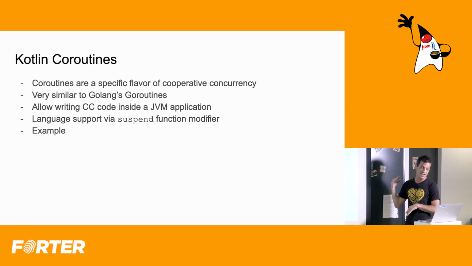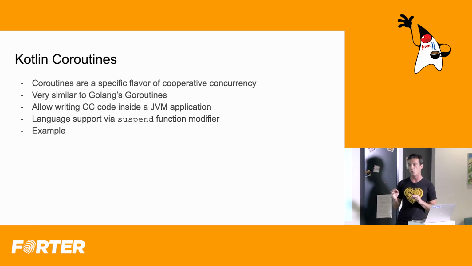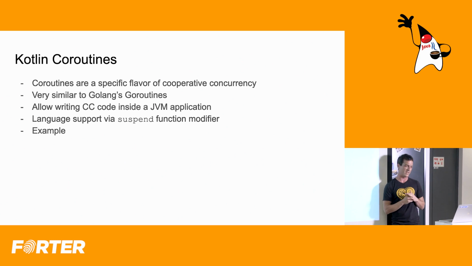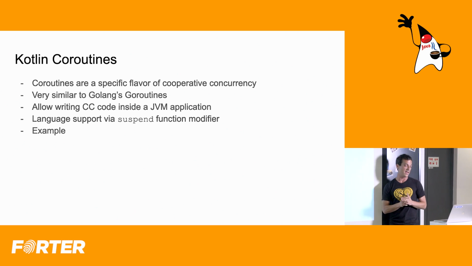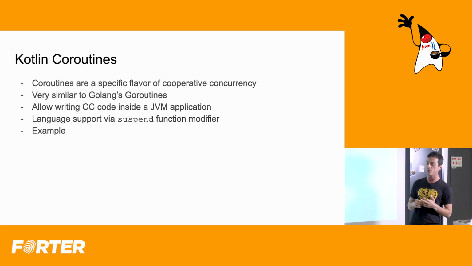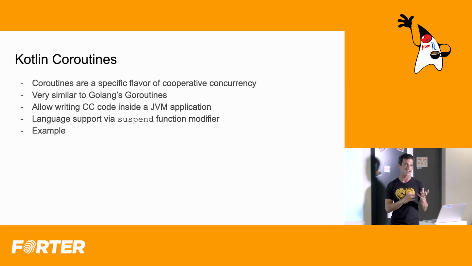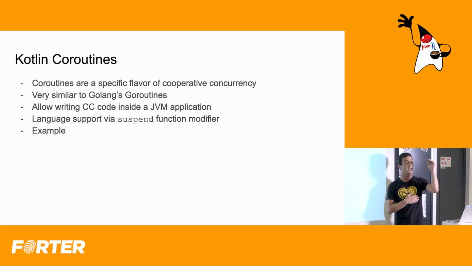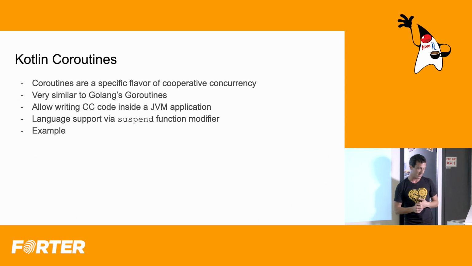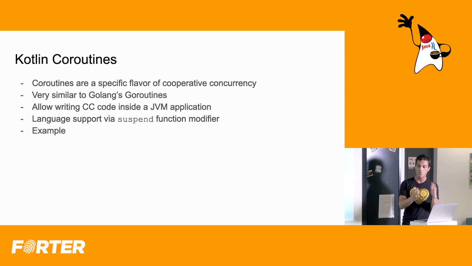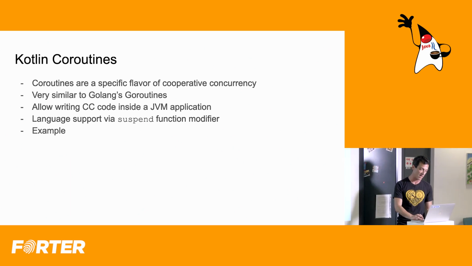Kotlin Coroutines, as I said, are just a flavor of cooperative concurrency. And they're very, very similar to Go routines. If you work with Go, the primitives are practically the same. It uses the suspend function modifier, which is kind of like the async function modifier in JavaScript. You declare a function in JavaScript with async to mark it as a suspending function. In Kotlin, you have this suspend function modifier. You have no need to call await when you call that function.